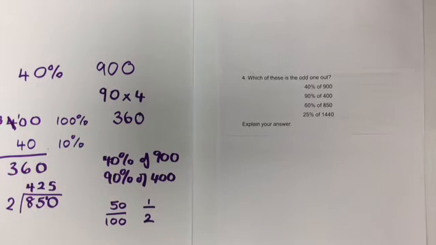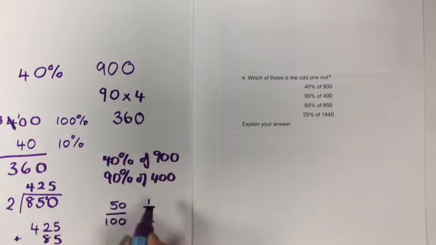So we also need to find 10%. So 10% of 850, so 850 divided by 10 to give us our 10% would be 85. So we can add that on. So 425 plus 85. So I can see that's going to be a lot bigger than the 360 we've got over here, isn't it? So maybe that is the odd one out.